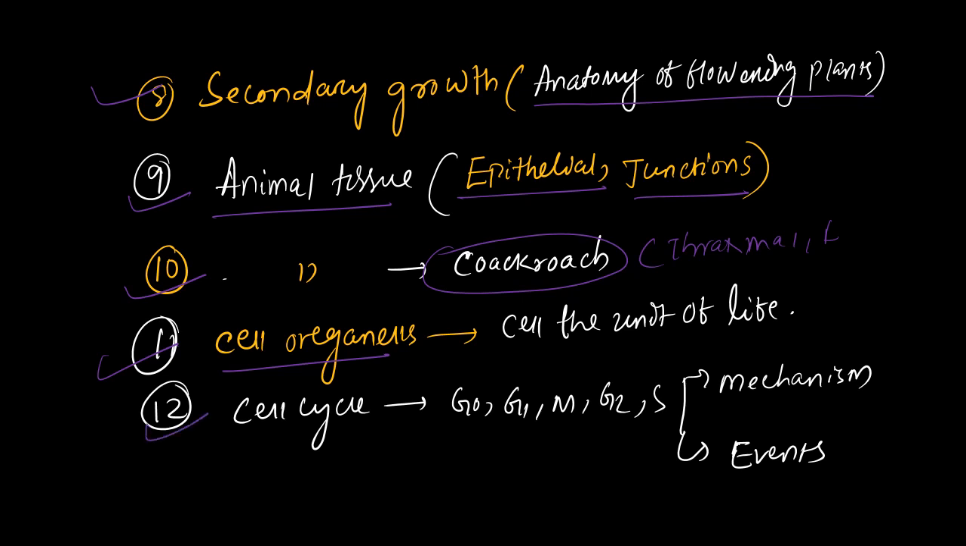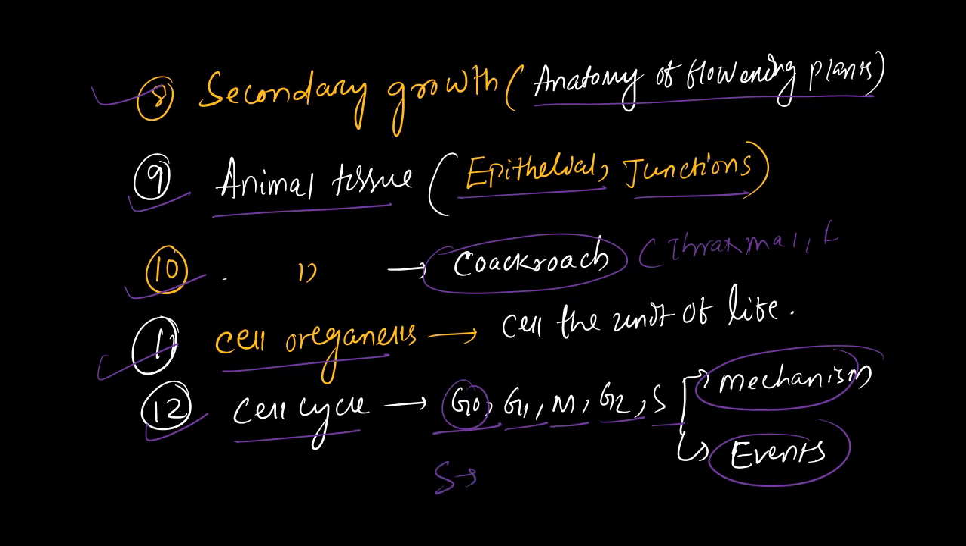Next, cell cycle. In cell cycle, mostly G0, G1, M, G2, S, their mechanisms and events. Let's consider the exact event of S phase. In S phase, mostly synthesis of DNA occurs. So what is the exact event that occurs in the cell cycle?